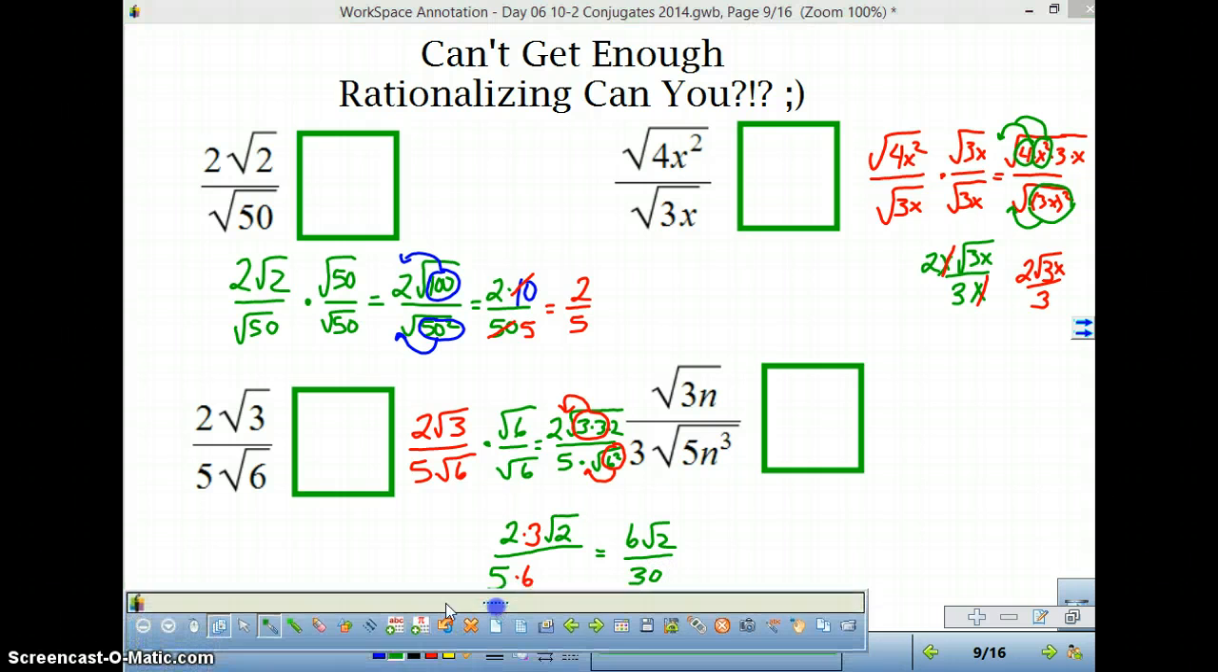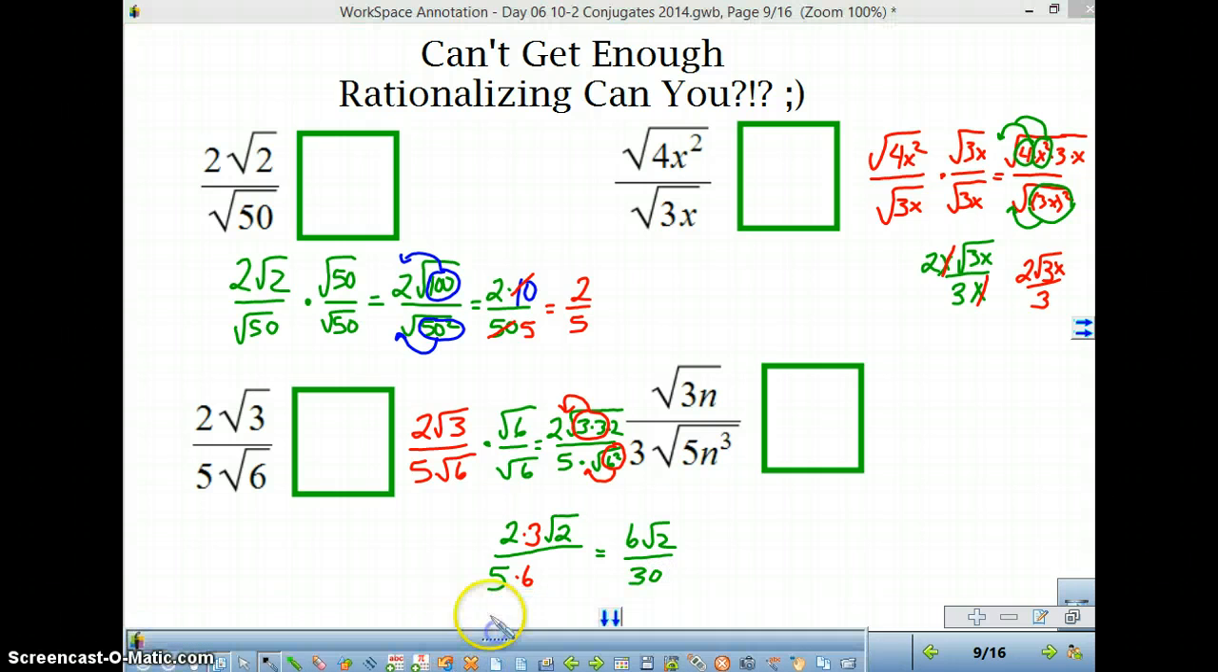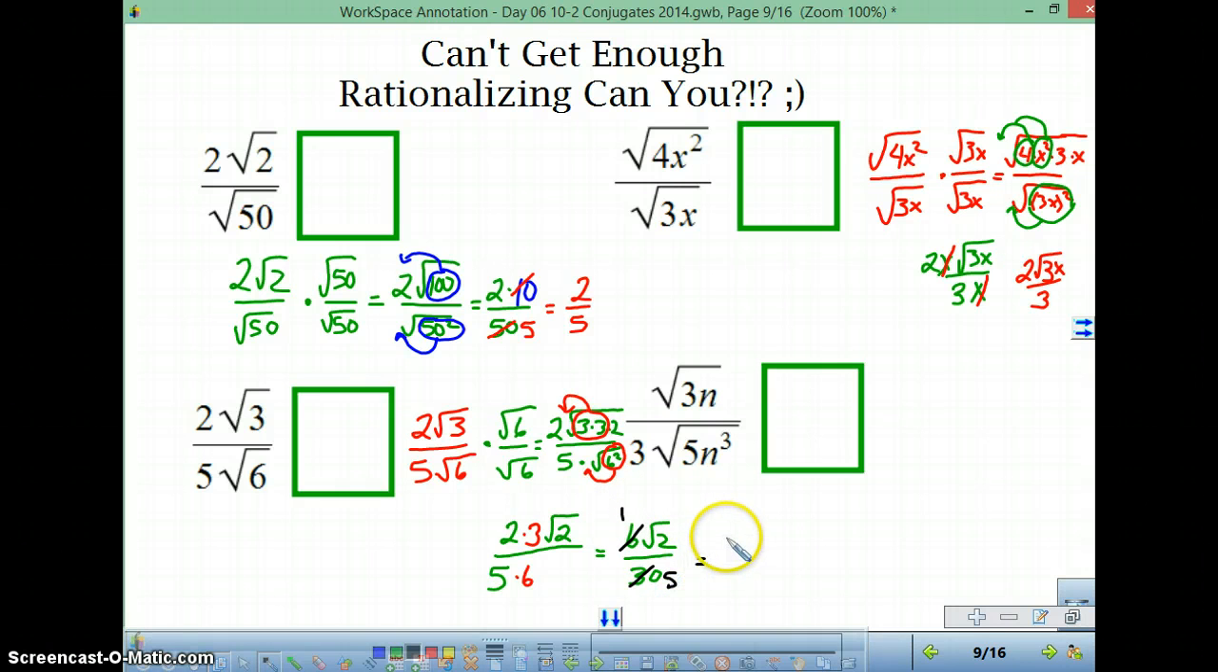Can I reduce? You betcha. This and this. 6 goes into, this becomes a 1. This becomes a 5. I could write 1 root 2, but I'm just going to let that 1 become invisible. We're going to call it root 2 over 5.